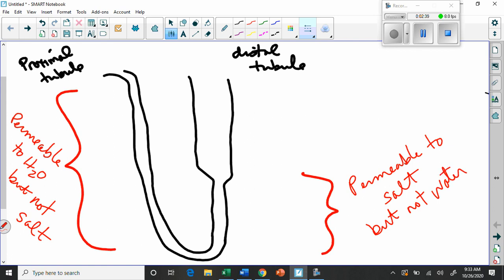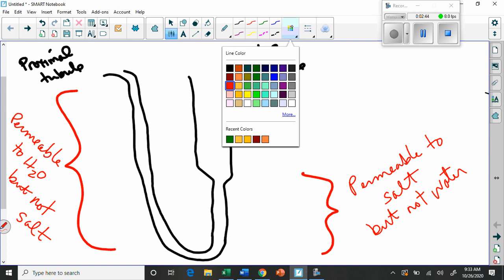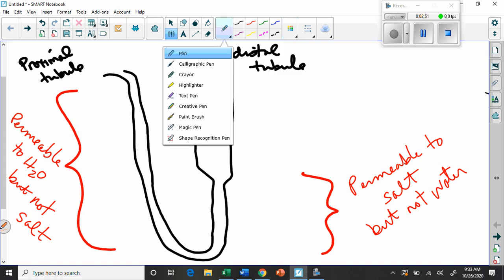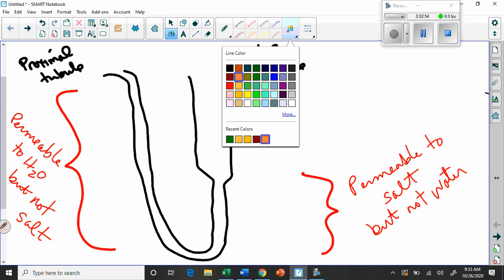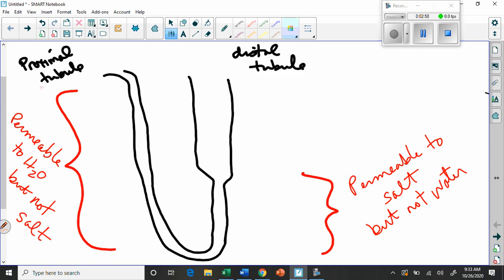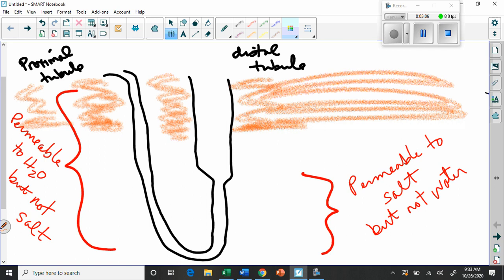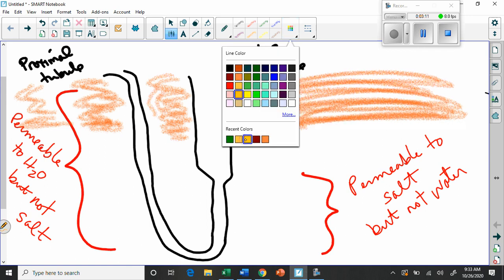Okay. The other thing we have to remember, and I'll do it with the shading, is that we have three sort of different layers, right? As the loop of Henle goes down, it moves through the cortex, right? And then underneath that, we had the sort of the outer medulla.